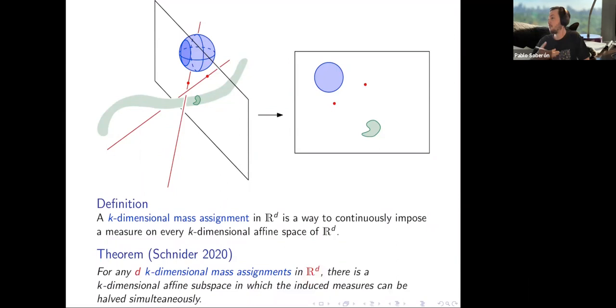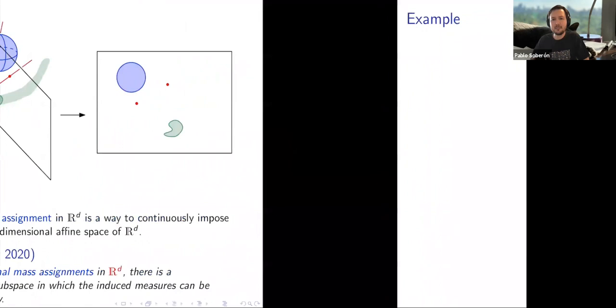And this actually turns out to be optimal. I think Schneider didn't show an example of the optimality of this one, but Ilani and I did show that this is actually optimal. So this is the kind of thing we're working with. If we're talking about k-dimensional mass assignments, then we can definitely get more than what the Ham sandwich rule tells. So let's start with one example.